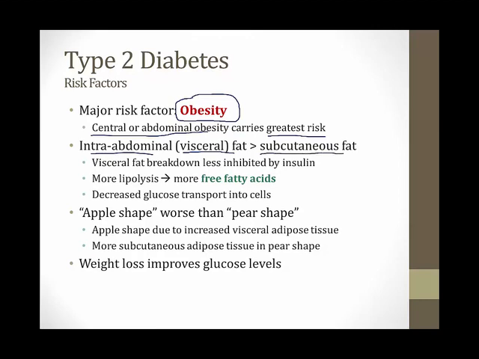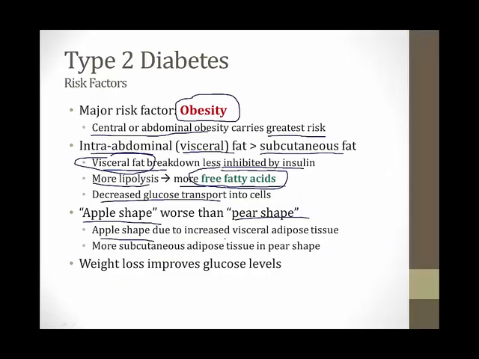One of the reasons this is believed to be the case is because visceral fat breakdown is less inhibited by insulin. Therefore, when you have lots of visceral fat, you will have more lipolysis because lipolysis is not being inhibited by insulin, and this will lead to more free fatty acids. And I've bolded the word free fatty acids because there are more free fatty acids around in patients with diabetes and intra-abdominal fat, and this is believed to contribute to the diabetes. It's thought that the fatty acids get used for fuel instead of glucose, and therefore there's decreased glucose transport into cells.